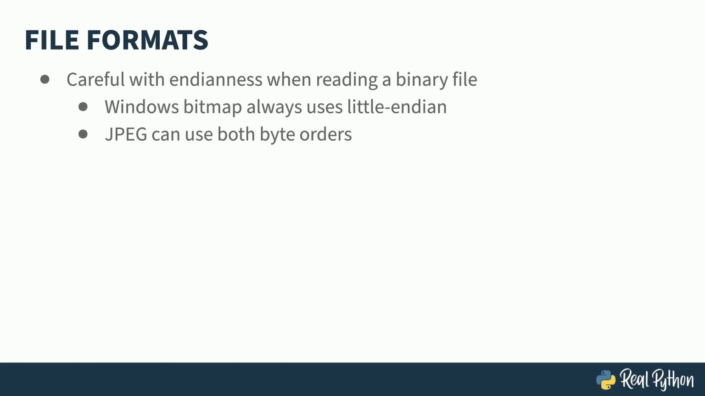One final warning on endianness. Some file formats have specific byte orders. If you're reading raw data from a Windows bitmap file, you'll be using little endian bytes, no matter your platform. JPEG is even trickier as it supports both.